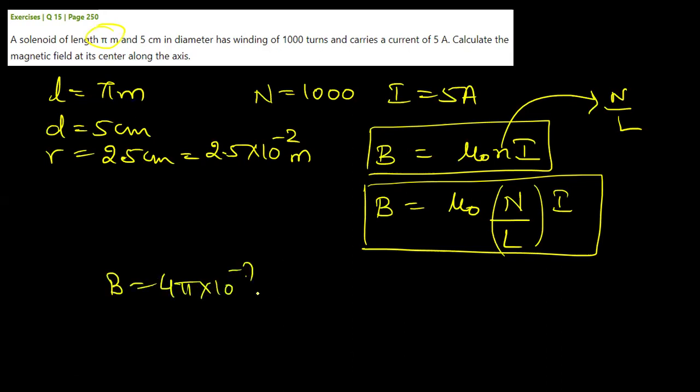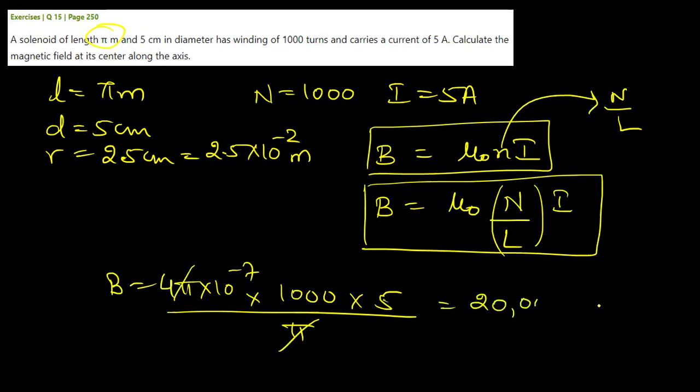So just put the value: 4 pi into 10 to the power minus 7 into 1000 into I, which is 5, divided by length, which is pi. So pi gets cancelled. 4,000 into 10 to the power minus 7. So this will be 2 into 10 to the power minus 3.